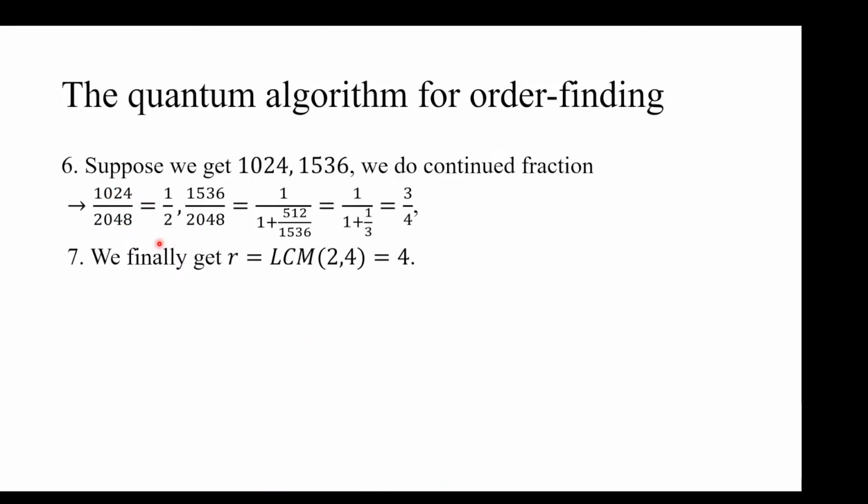Okay, so we have 1024 divided by 2048, and it's easy to see that this reduces to 1 over 2, and then 1536 over 2048, then you can try to do continued fractions, and you see it just ends very quickly by itself. So you don't need to cut off, and it's 3 over 4. Okay, and then you have your r1 equal to 2 here, and r2 equal to 4 here, and you see that the least common multiple equals 4, and so r equal to 4.